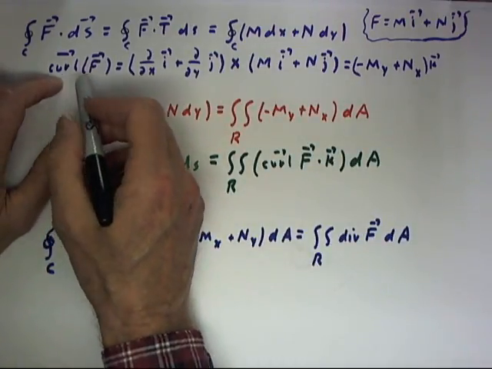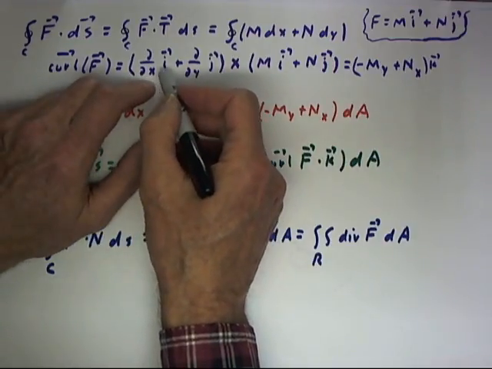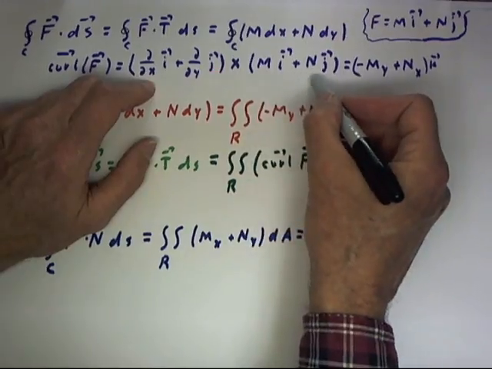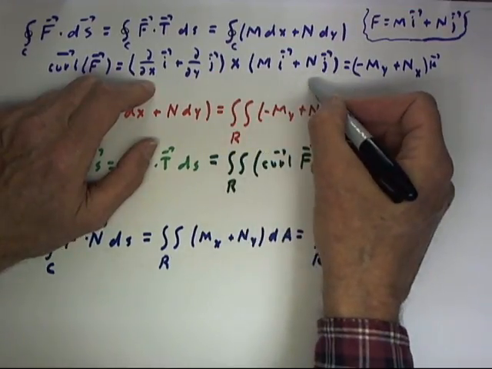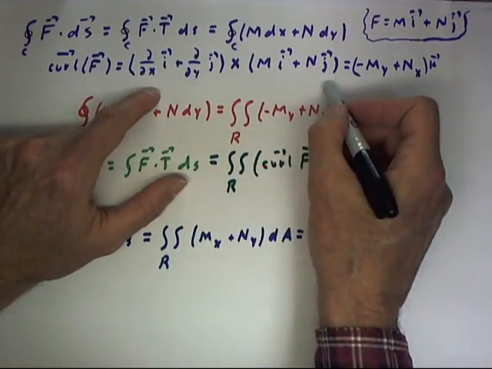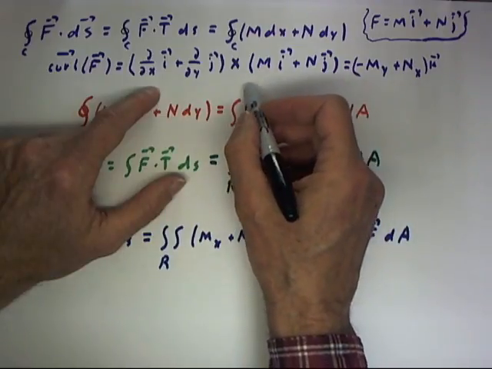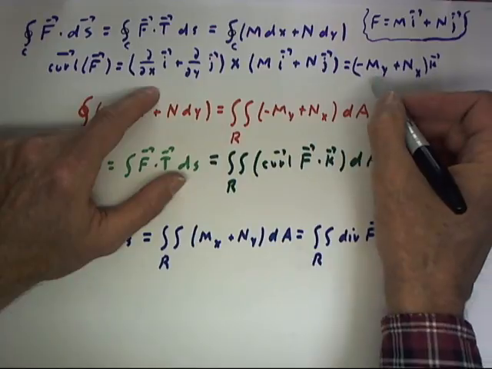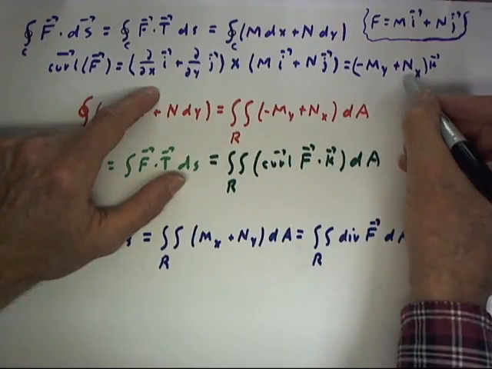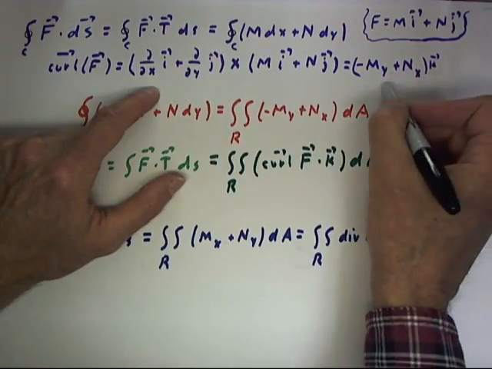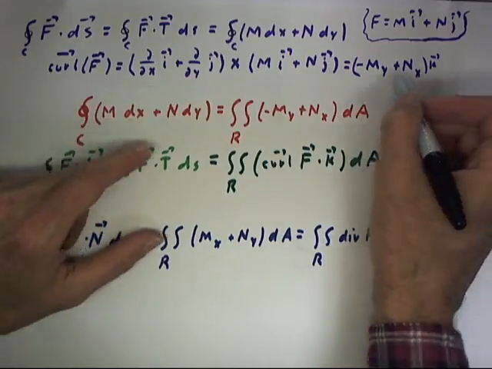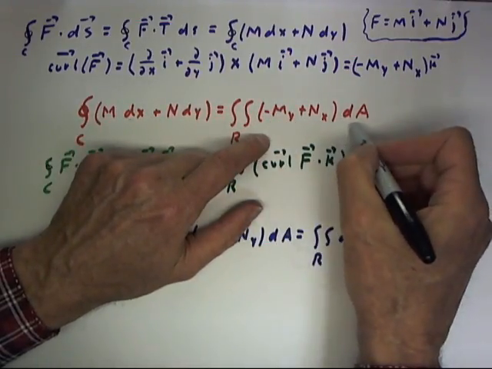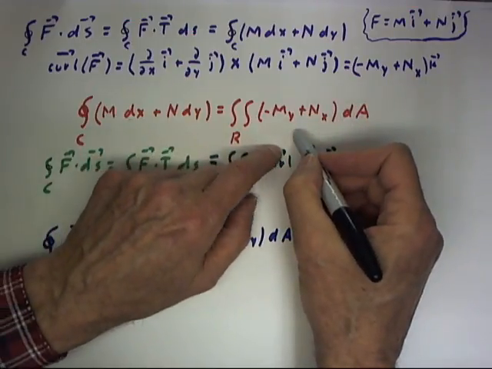The curl of F is the partial with respect to x of i plus the partial with respect to y of j, crossed with Mi plus Nj, which we can easily verify, and we have done so in previous discussions, that this curl, this cross product, is equal to negative M_y plus N_x times k. By now, you're going to recognize this as the integrand on the right-hand side of Green's theorem.